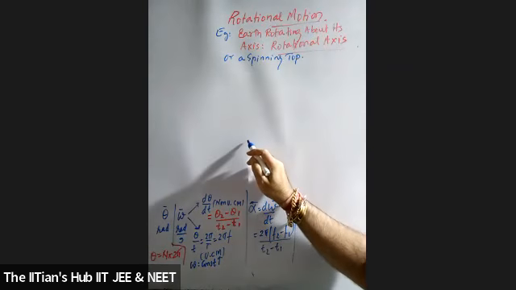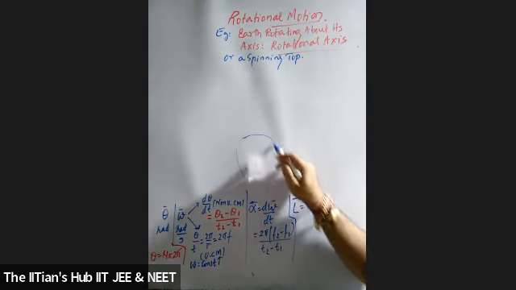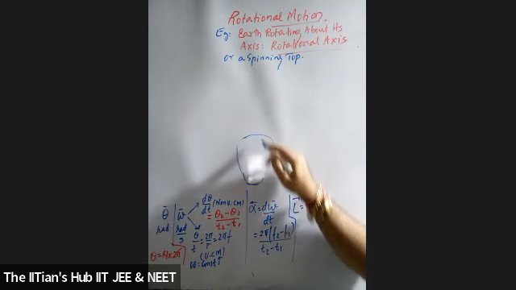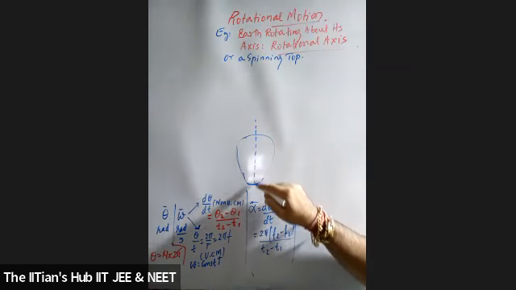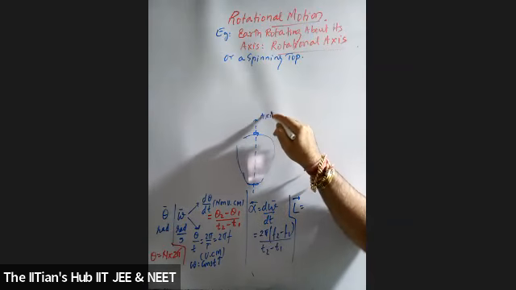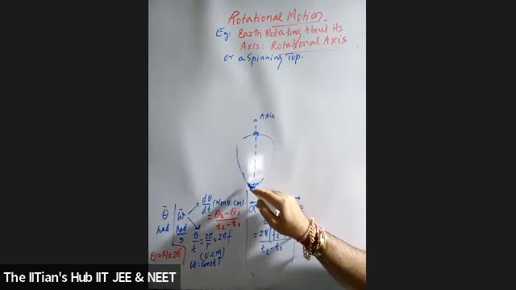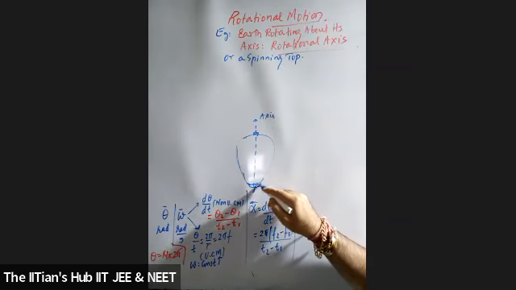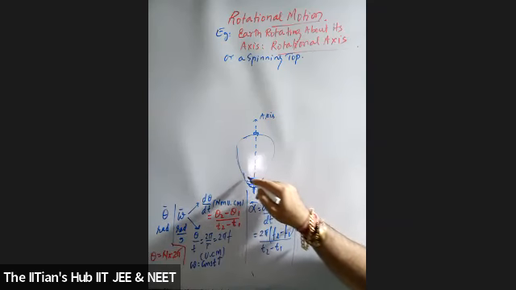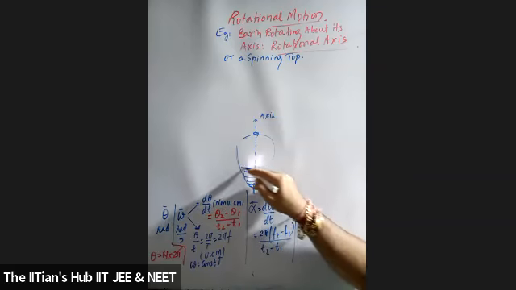Students, please pay attention. Suppose I give you a spinning top, think as if this is a spinning top. The top has its own axis of symmetry. This is the spinning top, and this is its axis of rotation. And this particular top has a pointed end at the bottom, and the entire top is set to rotate about this axis.